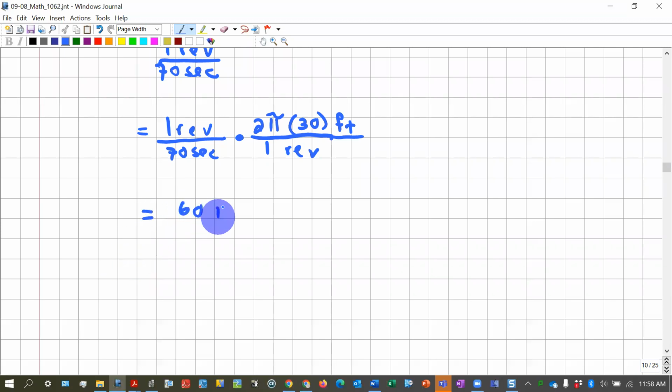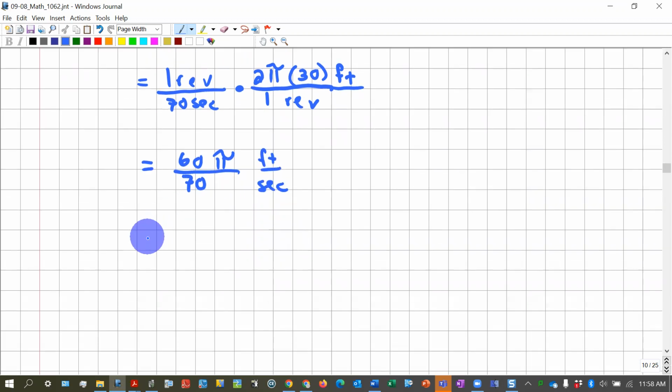So we get 60 pi over 70 feet per second. If we want the exact answer, we can simplify that to 6 pi over 7 feet per second. And if we want the decimal answer, let's see, hang on a second.